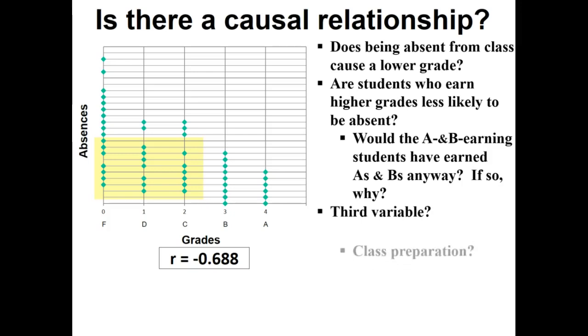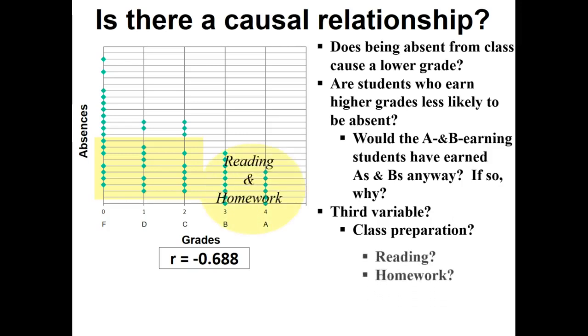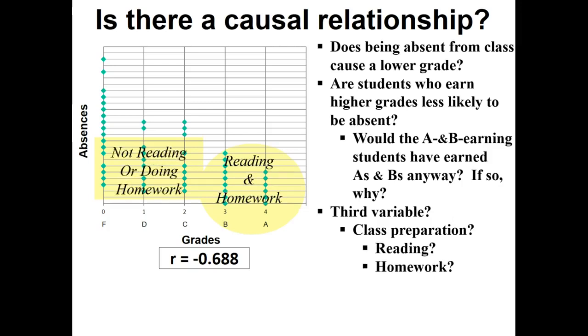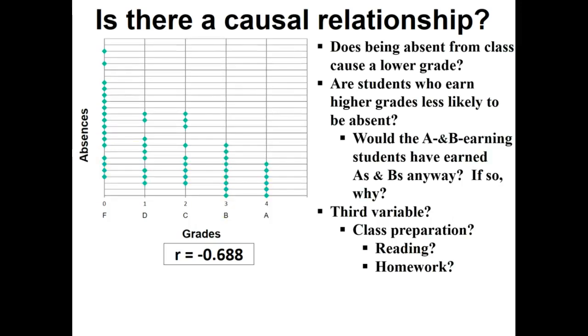Maybe the students who attend class are also more likely to engage in class preparation activities. Maybe the students that earned A's and B's not only did not miss class, but they completed the reading and the homework for the class. This might help to explain why there are students who did not miss class and earned C's, D's, or F's. Maybe they came to class but did not complete the reading and the homework. We would need to conduct some survey research to investigate this possibility.